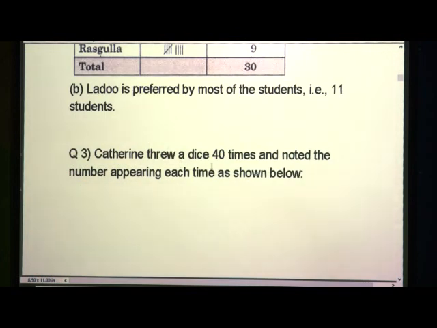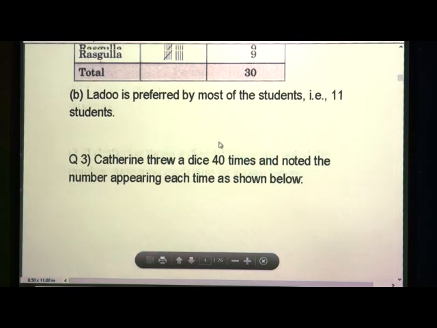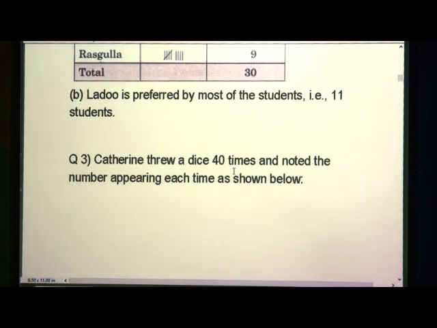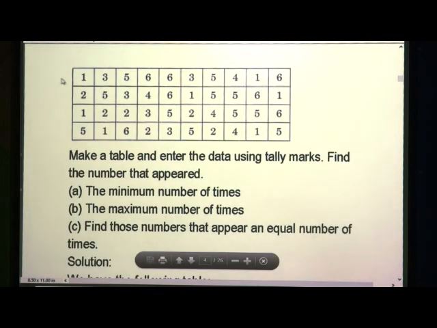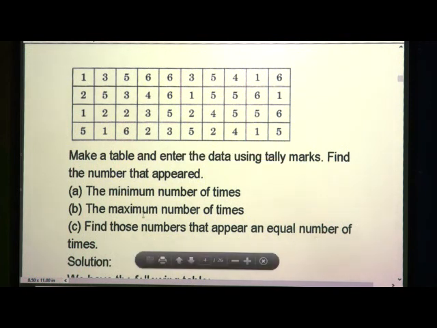Catherine threw a dice 40 times and noted the number appearing each time as shown below. See here, this is the table, and here she has thrown a dice 40 times and noted the number appearing each time. The first time the dice showed the number 1, then 3, then 5, then 6. In this way, one by one it has shown numbers till she has thrown it 40 times.